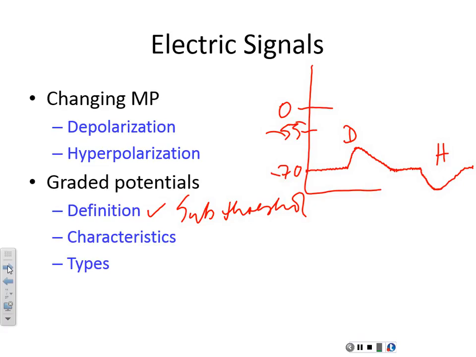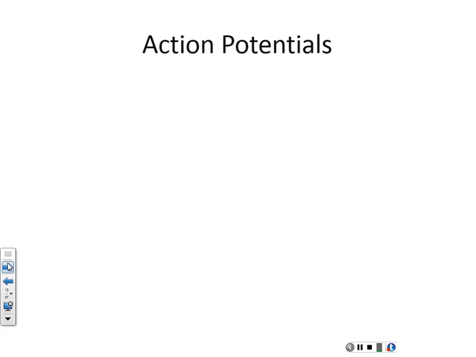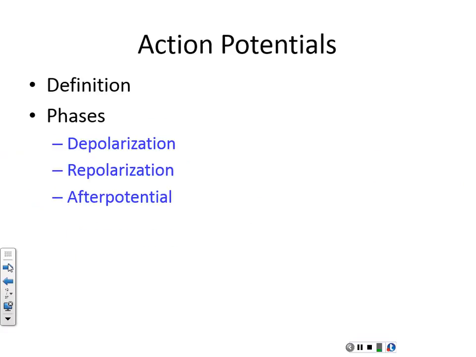Okay, so you've got to know the characteristics and the types, of course: depolarizing and hyperpolarizing. All right, so very good. You've got to know those. And then, of course, action potential definition.